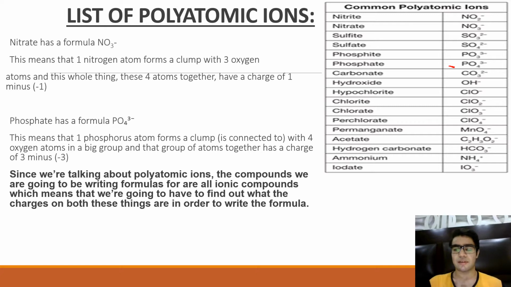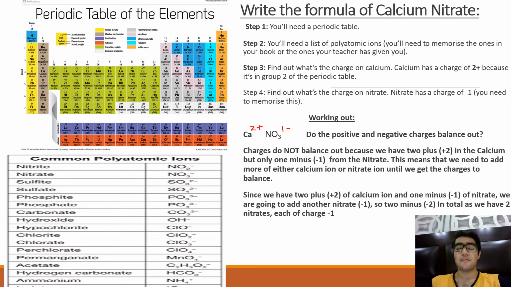Now I'll give you some examples. You'll learn to write the formula of calcium nitrate. The first thing is that you need to look at the periodic table, because for something like calcium, you can search it up in the periodic table to find out what its charge is. Calcium is in group 2, and since it's in group 2, it has a charge of +2.